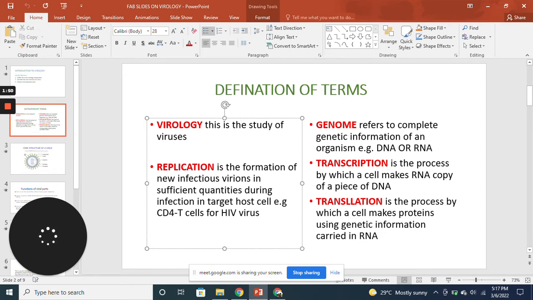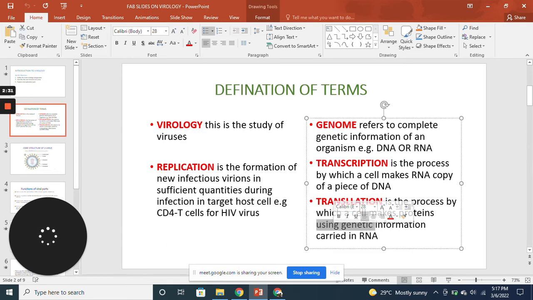We have another term called genome, which refers to the complete genetic information of a virus. And we say the genome of a virus can either be DNA or RNA. There is another term that we shall come across. It is called transcription and refers to the process by which a cell or a virus makes an RNA copy of a piece of DNA. Then we have another term called translation, which refers to the process by which a cell makes protein using the genetic information carried in its RNA.